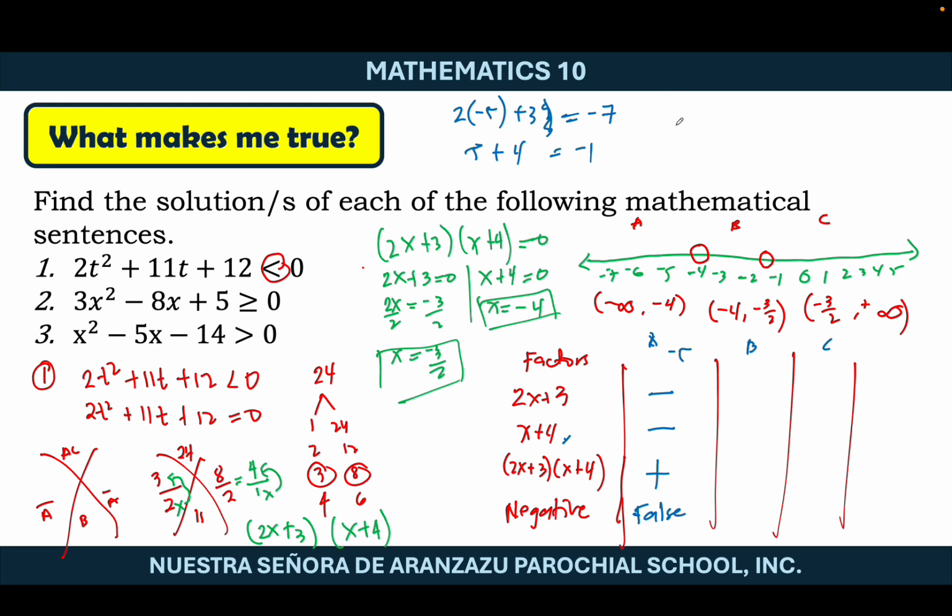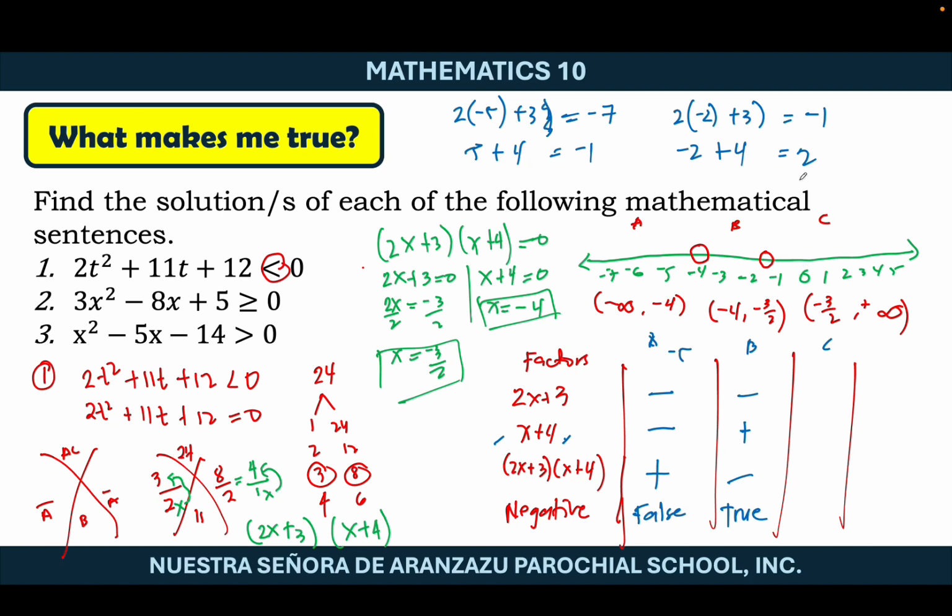Next, sa B naman, gamit tayo ng values in between of negative 4 and negative 3 over 2. So, let us use negative 2. So, 2 times negative 2 plus 3. Okay, 2 times negative 2 is negative 4 plus 3 is negative 1. Ang sign nun, negative. Okay, next, negative 2 plus 4. Dito naman, negative 2 plus 4 is 2. The sign is positive. Negative times positive, negative. Okay, so since negative ang hinahanap, this is true.